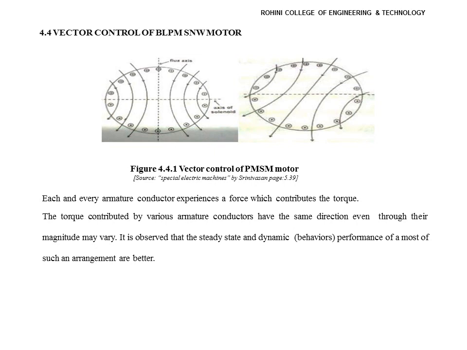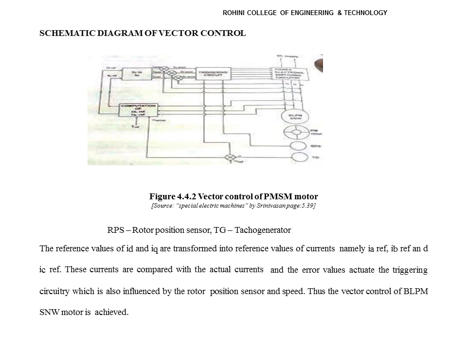Consider the second case, with the armature conductor current distribution and the air gap flux distribution shown in the figure, in which the angle between the axis of the air gap flux and the armature MMF is different from 90 degrees electrically. Now the schematic diagram of vector control.